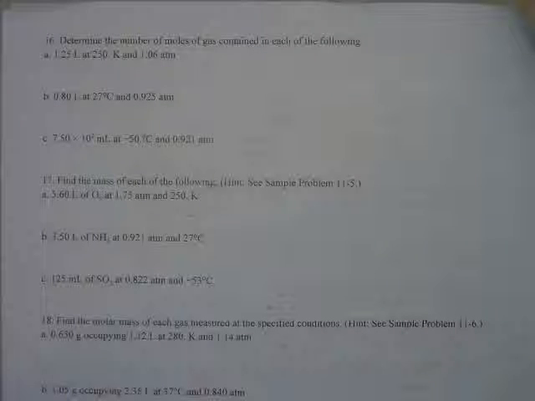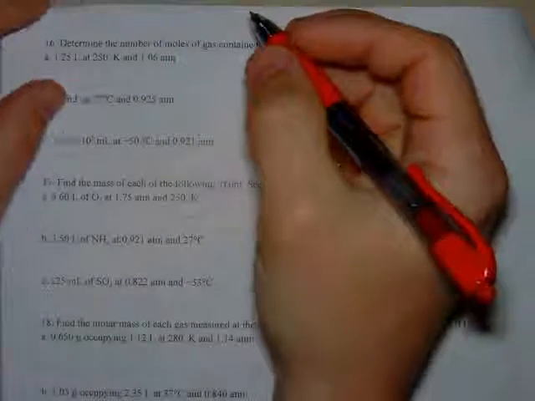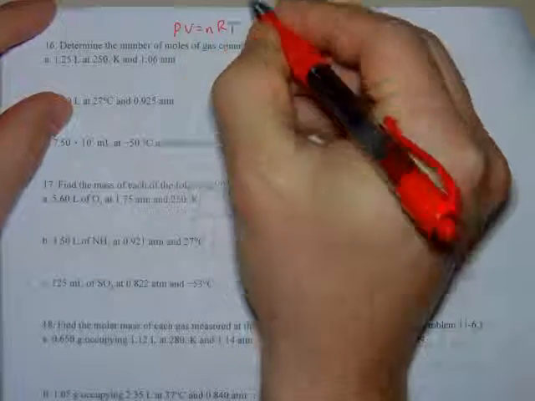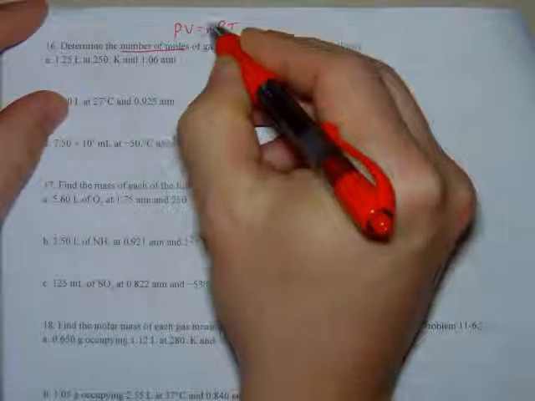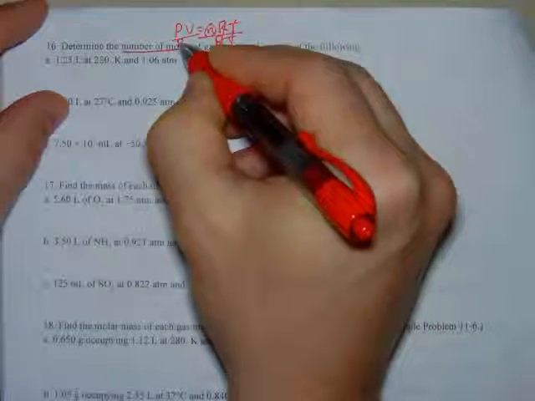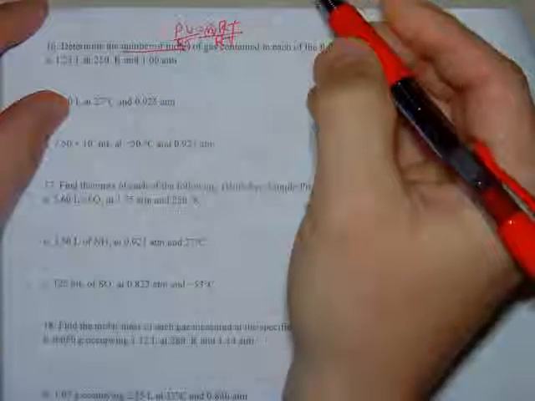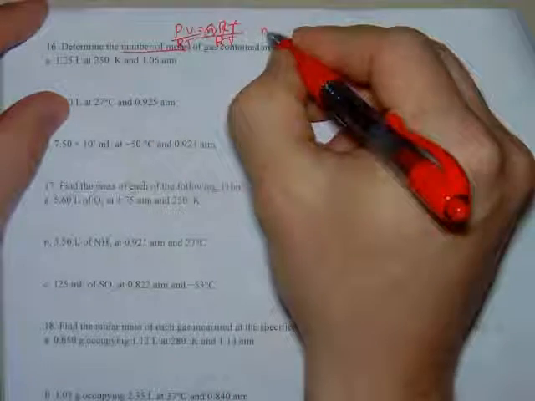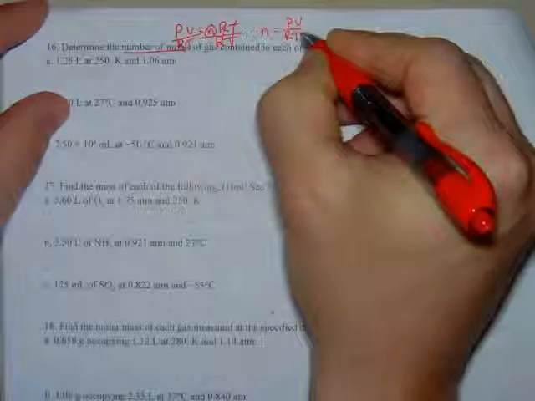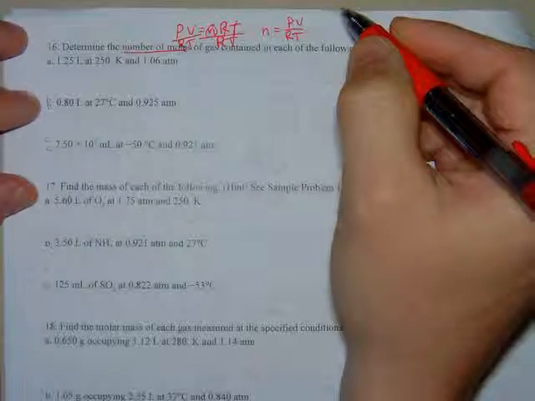Number 16, continuing on with the ideal gas law. Determine the number of moles of a gas contained in each of the following. I'm taking the same equation I've been using, the ideal gas law, PV equals nRT, and now I'm solving for the number of moles, which is that n value. Get n by itself on one side of the equal sign. Rearrange it to solve for n: n is equal to PV over RT, and I'm ready to solve.